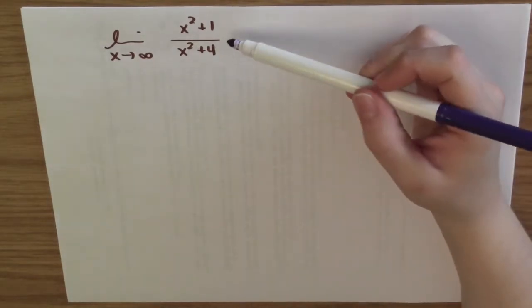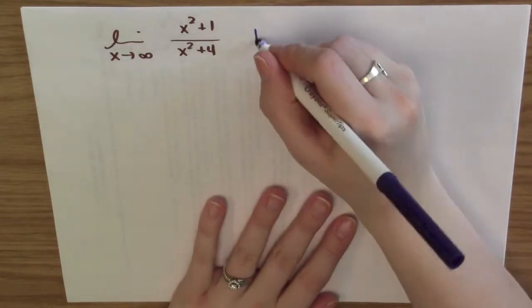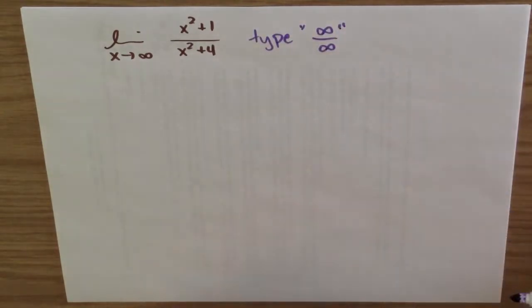We have seen how to calculate this limit before, but let's also notice that as x goes to infinity, the numerator is going to infinity, and the denominator is also going to infinity. So this is of type infinity over infinity, so we have an indeterminate form. That means we can use L'Hopital's rule, and in order to get some practice with it, we'll go ahead and use that on this problem.